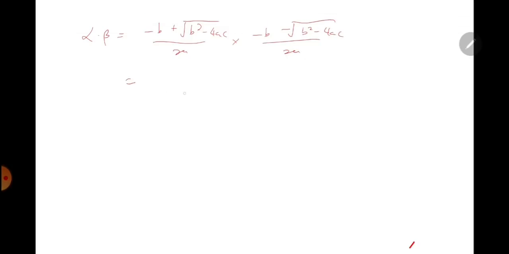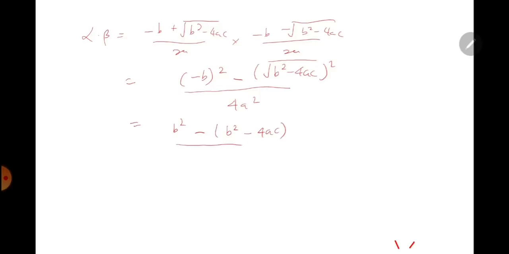Now what about the product of roots? You multiply alpha times beta: negative b plus square root of b squared minus 4ac over 2a, times negative b minus square root of b squared minus 4ac over 2a. On the denominator you get 4a squared. On the numerator, it is like a plus b times a minus b, so you get a squared minus b squared. That is negative b all squared minus the square root of b squared minus 4ac all squared, so you get b squared minus, b squared minus 4ac, over 4a squared.